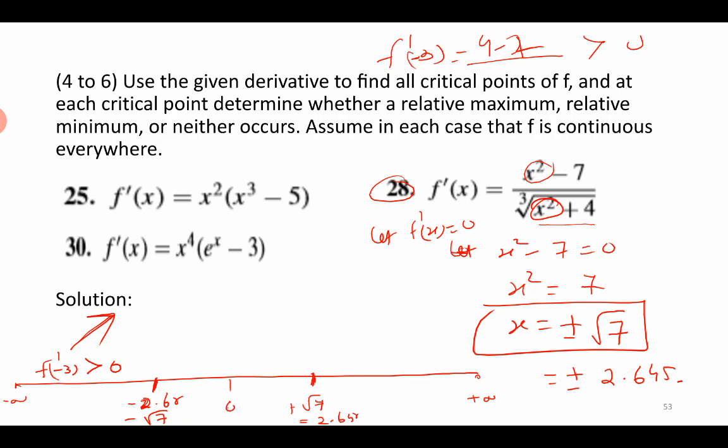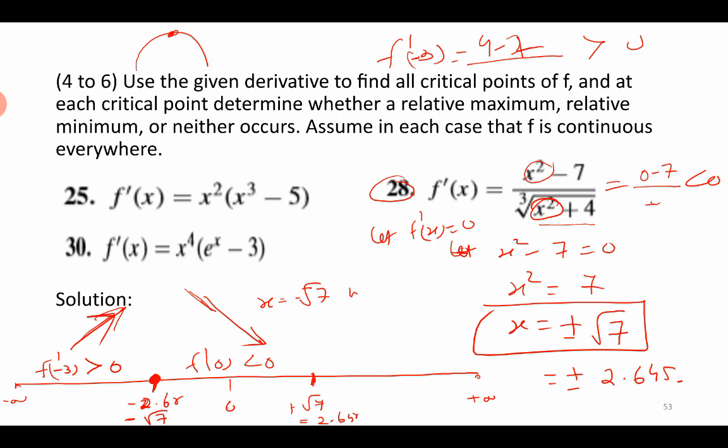Between negative 2.65 and positive 2.65, obviously 0 is here. So let's take 0. F prime of 0. When you substitute 0 in this equation, it will be 0 minus 7. The denominator is always positive, so this is negative. So the function is decreasing. See, at the point negative root 7, to the left of it the function is increasing, to the right of it the function is decreasing. So the function is going like this, concave down. So at x equal to negative root 7, the function gets a relative maximum.